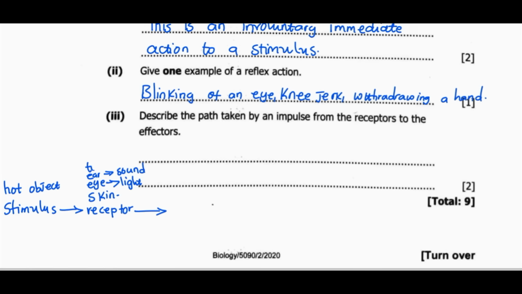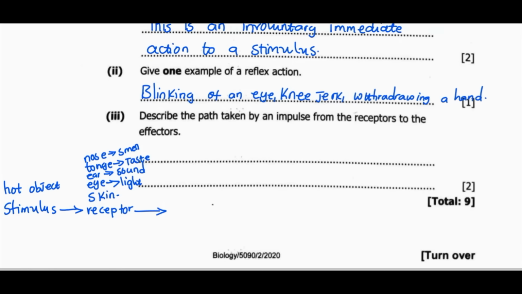Then after that, we have the tongue, which is also a receptor organ, which is stimulated by taste. Then we also have the nose, which can be stimulated by smell. So these are receptor organs. After the stimulus, we need to have a receptor organ. The word receptor comes from the word to receive, so these are organs that are receiving the changes from the stimulus.